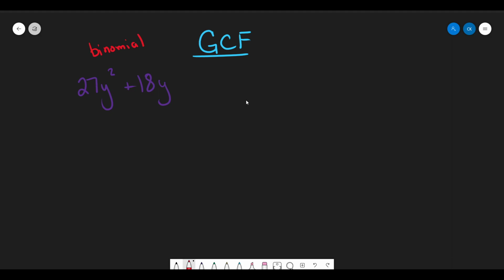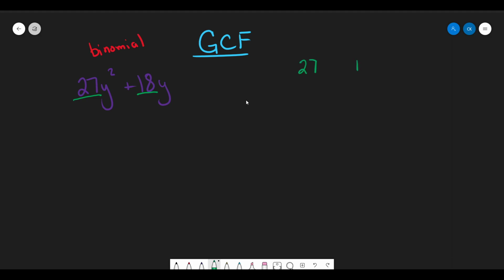So whenever we look to factor something, if we remember correctly, the first method that we always try, no matter what polynomial we have, is GCF. And again, GCF stands for greatest common factor. So we are going to look to pull out the greatest common factor. So in order to do that, we take a look at both of my terms. We're going to start by looking at the coefficients. So in this case, we have a coefficient of 27 and a coefficient of 18.